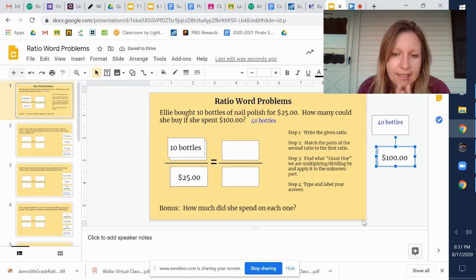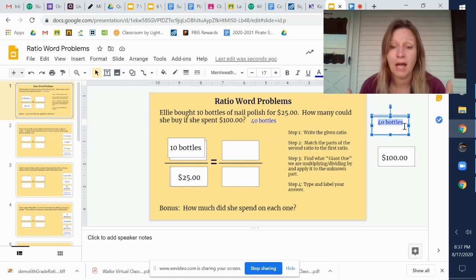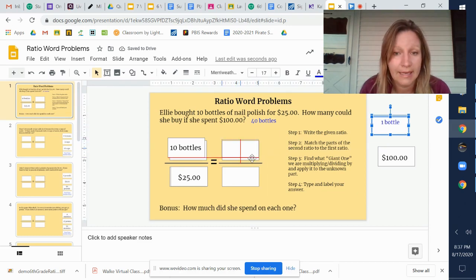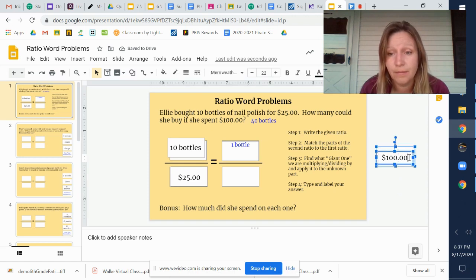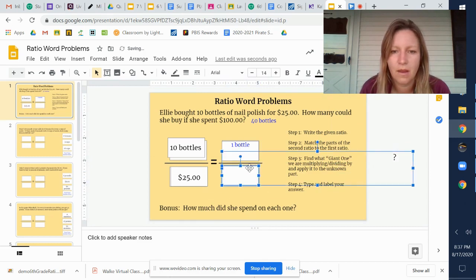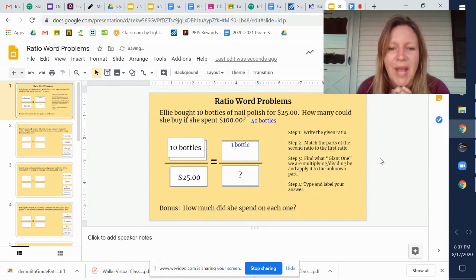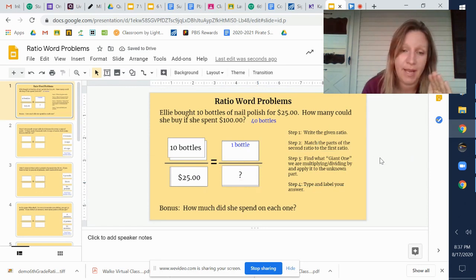In this case, it says, how much money did she spend on each one bottle? This time, I don't know the money. That's what I'm trying to figure out. I know one bottle. So I'm going to replace the bottles with one bottle, because that's what I'm trying to figure out. And that needs to match the 10 bottles, so it goes up on top. Now my unknown is the money, so I'm going to put a question mark in there for now. I don't know why things keep moving separately when they're grouped. Okay, so from here, now I have my 2 ratios set up.